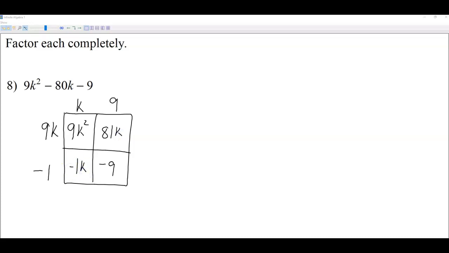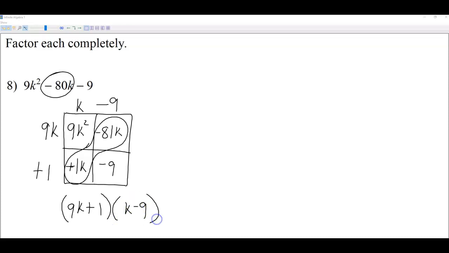All right, we're close. That's a positive. If I were to add these together, I get positive 80, but I need negative 80. But that's an easy fix, right? When you have the right numbers but wrong sign, all you have to do is change this sign and change that sign, and that will get us the correct result. So the answer there is 9k plus 1 times k minus 9. If you didn't write this down yet, that's the one you want to write down. But it's very much a system of just trial and error.